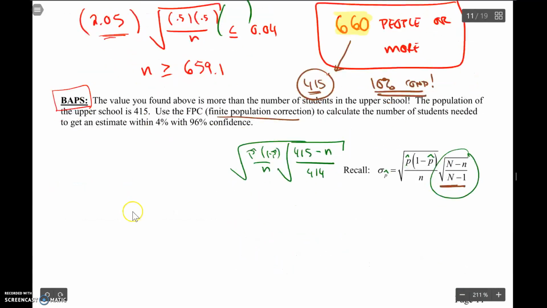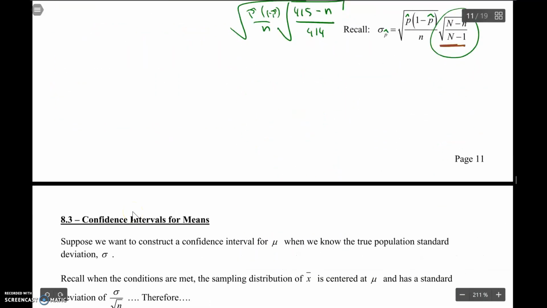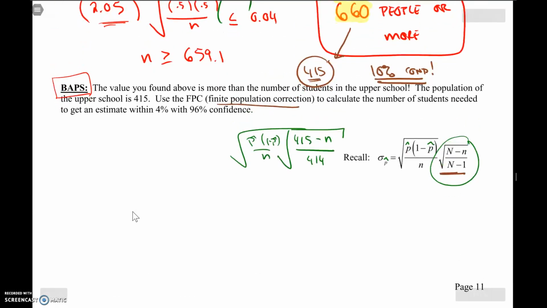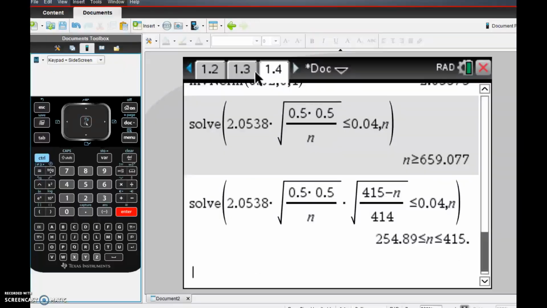All right, so this video is on section 8.3, the start of it, but I did want to just go back and kind of finish this. I got cut off in the last video, but if you just plug in the formula and you add the finite population correction factor and hit enter with a solve, it gives you this interval, which is kind of neat because these calculators are so good with solving these inequalities.